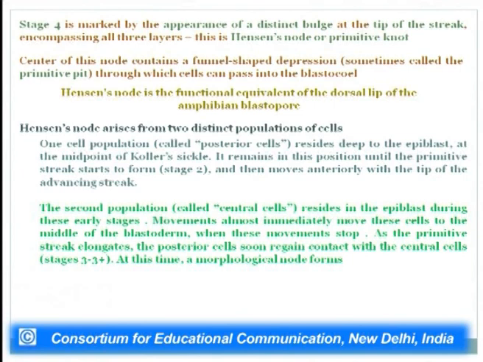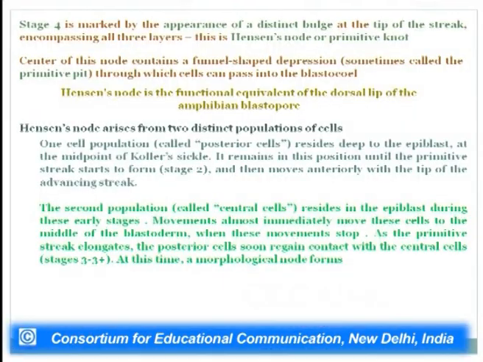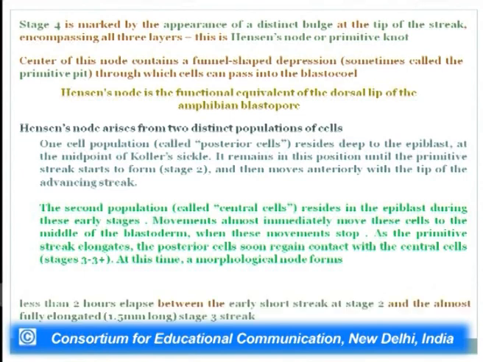Two different populations of cells form Hensen's node. The first population, called the posterior cells, resides deep to the epiblast at the midpoint of Koller's sickle. It remains at this position until the primitive streak starts to form, and then moves anteriorly with the tip of the advancing streak. The second population is called the central cells. They reside in the epiblast during these early stages. The movements almost immediately move these cells to the middle of the blastoderm, where these movements stop.